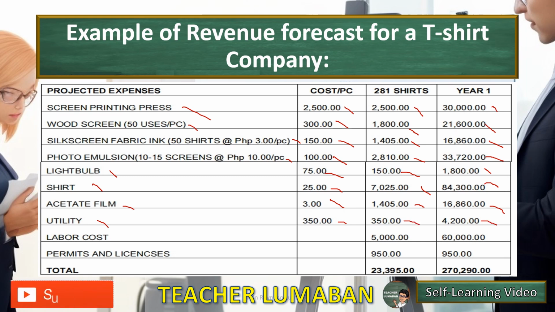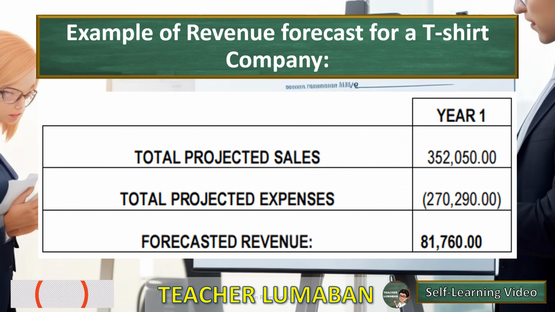Labor cost, 281 shirts, 5,000. Year 1, 60,000. Permits and licenses, 281 shirts, 950. Year 1, 950. Total 281 shirts is 23,395. Year 1, 270,290. Total projected sales, Year 1, 352,050 pesos.